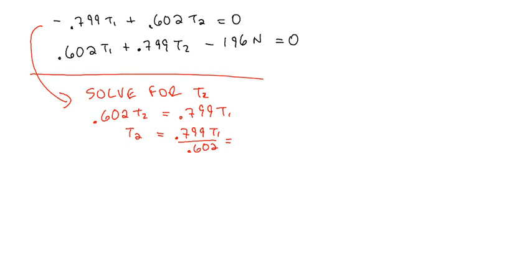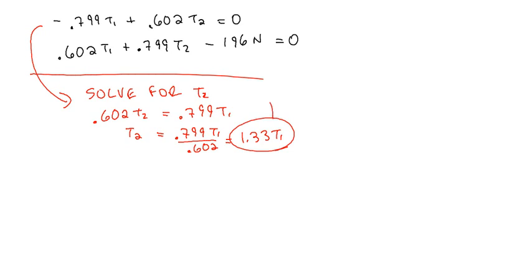And when I do the calculator work, lost my calculator. Oh, it's a sad day. Here it is. 0.799 divided by 0.602, 1.33. Okay, and now I know what T2 is in terms of T1.